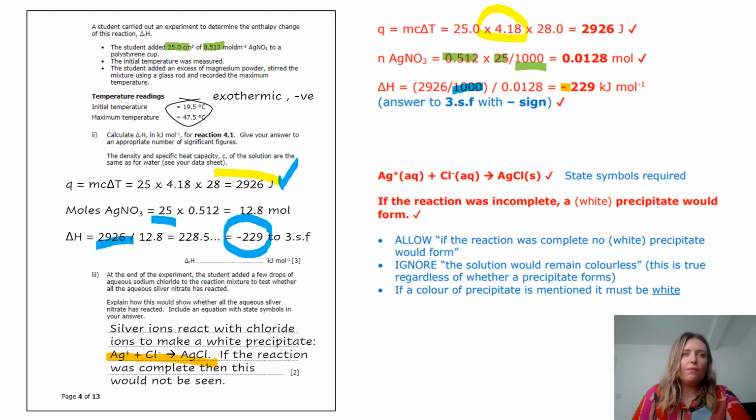So my student said if the reaction was complete, then this would not be seen. And they've talked about a white precipitate, so they can have that second mark. So they've got 1 for both of these questions.